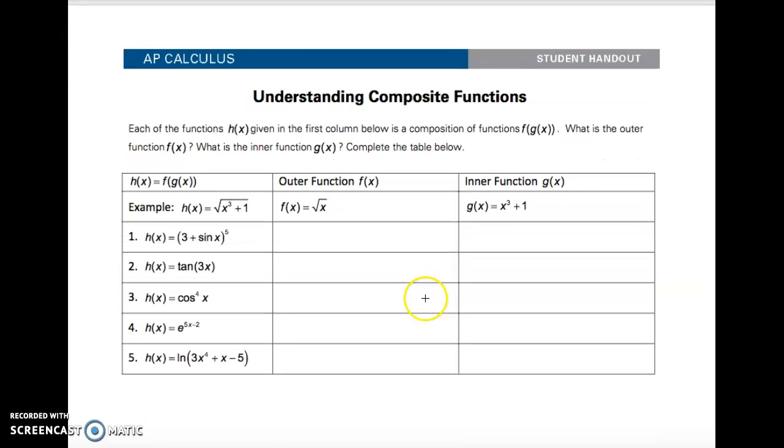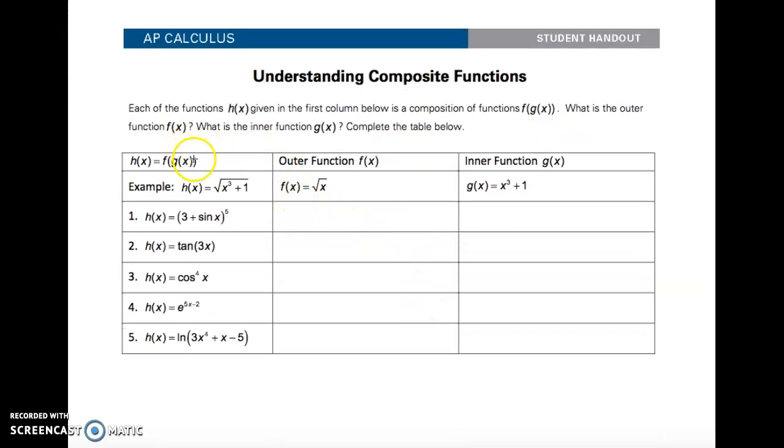Now we're going to start looking at some composite functions. So for composite functions, h of x is what they're calling them. Given in the first column is a composition of f of g of x. Your first thing you have to be able to do is identify what's the outer function and what's the inner function. So like in this example, my radical is surrounding my whole x cubed plus 1. So my radical is the outer function and my inner function is x cubed plus 1.